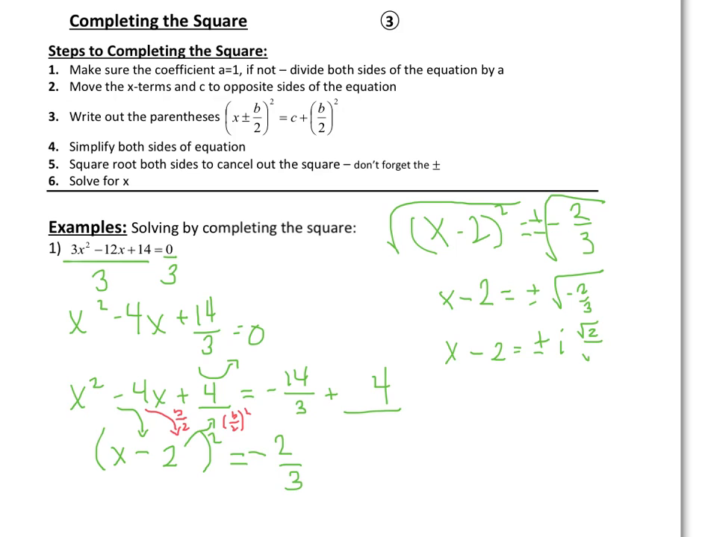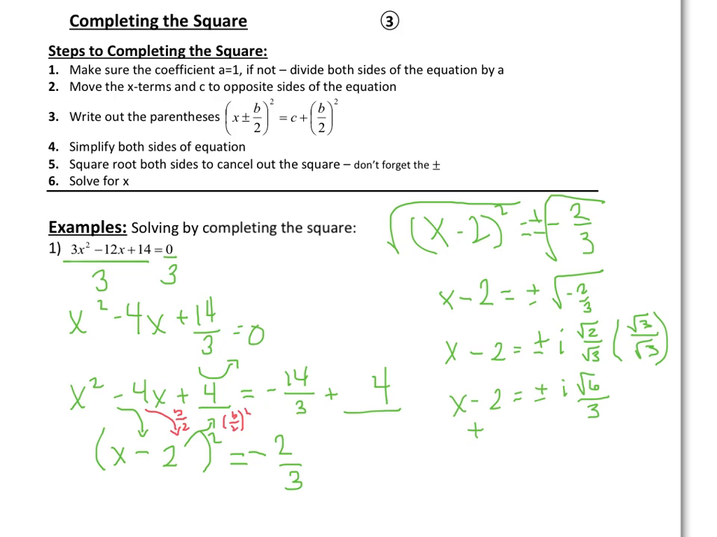I'm going to split up the square root so I can simplify it more easily. Can't have a radical in the denominator. That radical 3 has to go away. So in order to do that, you have to rationalize the denominator by multiplying by radical 3 over radical 3. So I'd get x minus 2 equals plus or minus i square root of 2 times the square root of 3 would be square root of 6, divided by square root of 3 times square root of 3 would be square root of 9, which simplifies to 3.